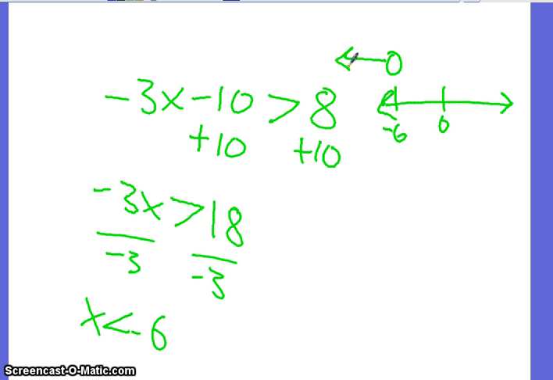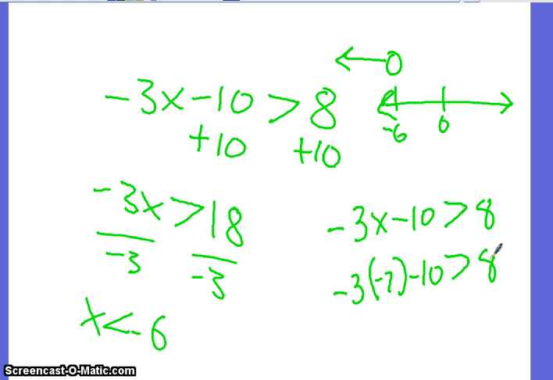This inequality is telling us only numbers less than -6 will solve it. And here's a proof. Give me a number less than -6. -7. All right, so here's my original inequality: -3x minus 10 is greater than 8. If I plugged in -7, this should work.